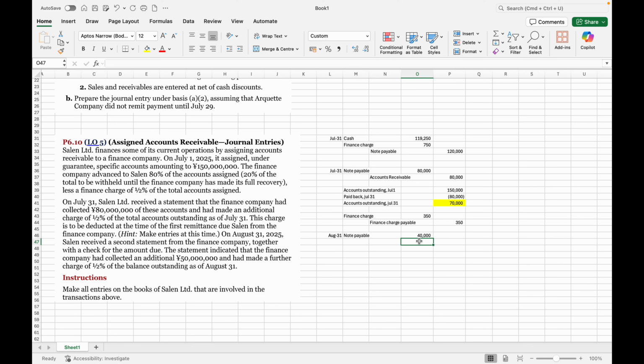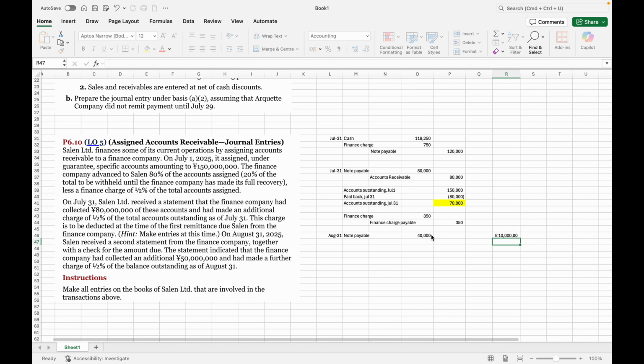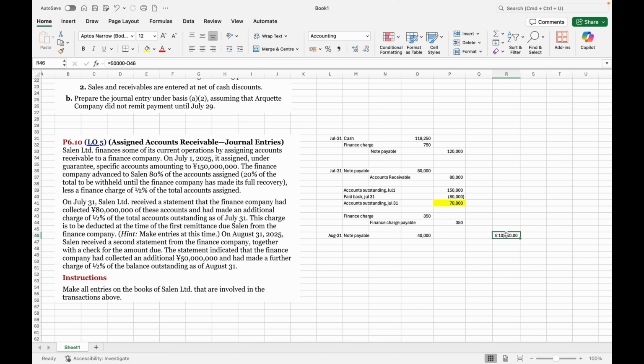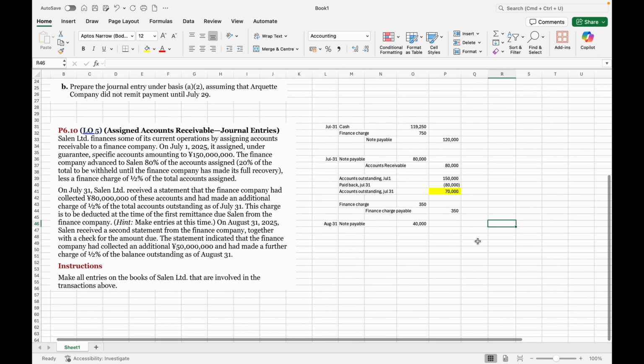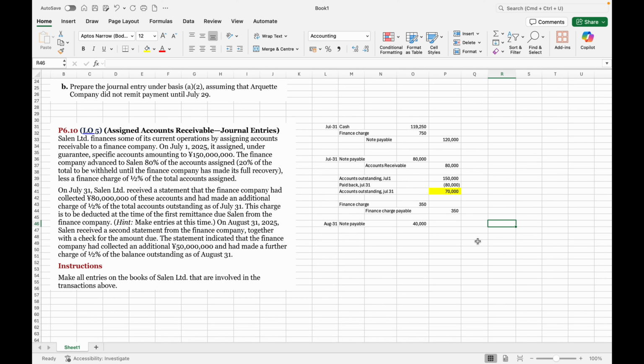However, the finance company had taken 50,000, and the difference between 50,000 and 40,000 is 10,000. And where is this 10,000? We don't know yet. They actually have to give us cash, but it will not be 10K. We also have to deduct the finance charge as of July 31st, and we have to deduct the new finance charge. So we're going to calculate our new finance charge, and to do that we have to calculate our balance outstanding as of August 31st.